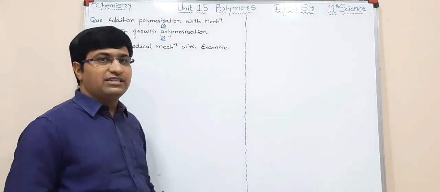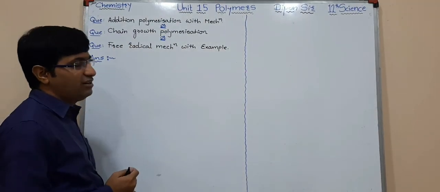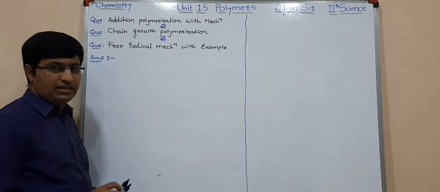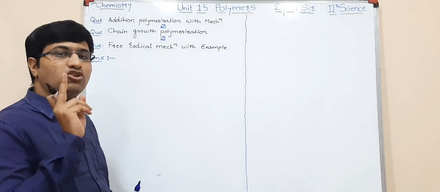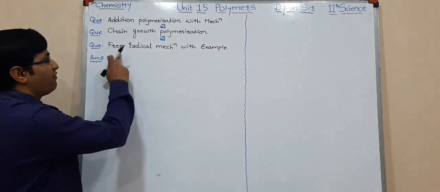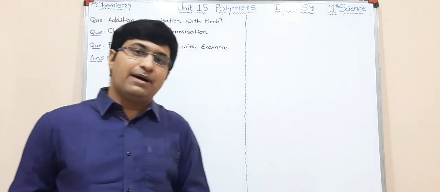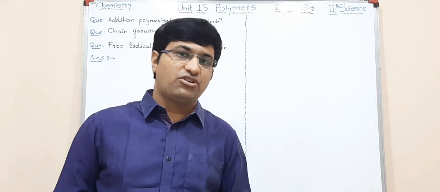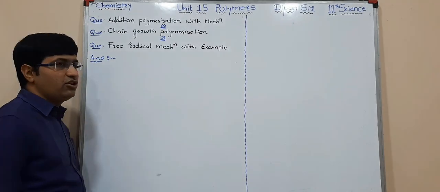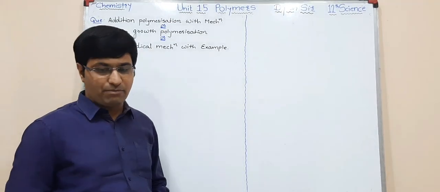Here I am writing this question in three ways. First, addition polymerization with mechanism. Second, chain growth polymerization. Yes students, addition polymerization is also known as chain growth polymerization. And the third, free radical mechanism with example. So in the exam, this question may be asked in three ways: addition polymerization with mechanism, chain growth polymerization, and free radical mechanism with example.